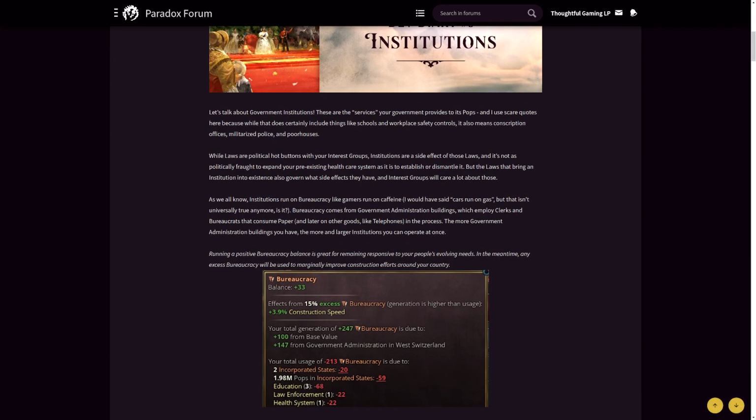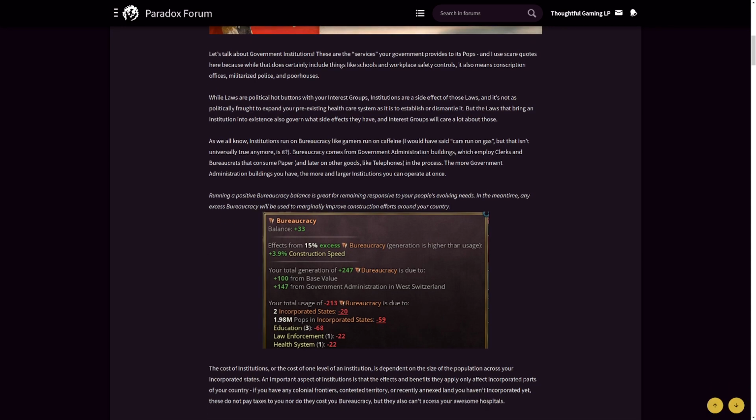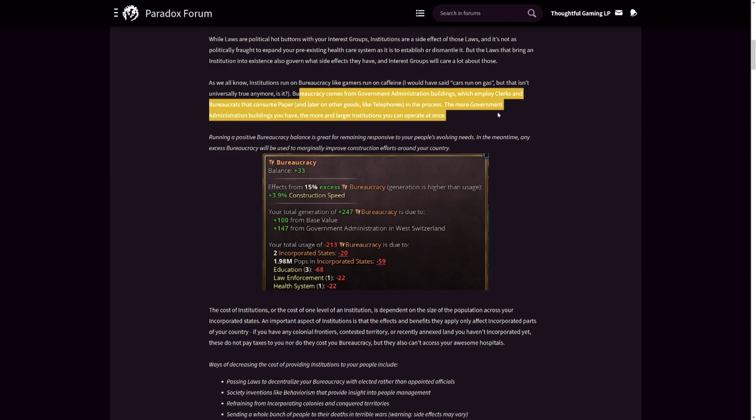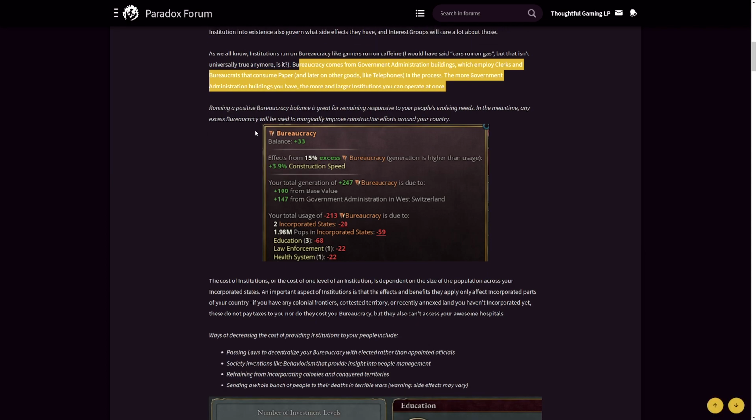So we all know institutions run on bureaucracy like gamers run on caffeine. So you still have that bureaucracy that you produce and that you can use to form your country. Bureaucracy comes from government administration buildings, which employ clerks and bureaucrats that consume paper and, on later goods, like telephones in the process. The more government administration buildings you have, the more and larger institutions you can operate at once. So only a really modern state can have many and good institutions.